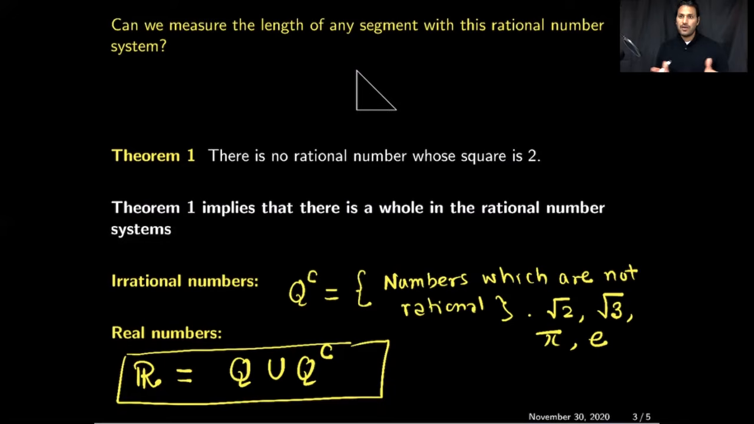In future, if you find a number which is not rational and which is not irrational, or in other words which is not real, that will be another branch of mathematics which introduces a new number system. But so far the largest number system we have is the real number system.